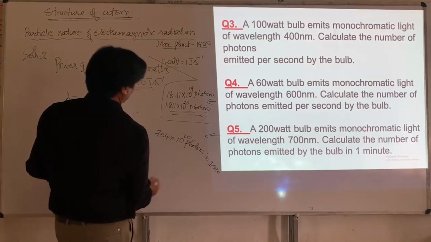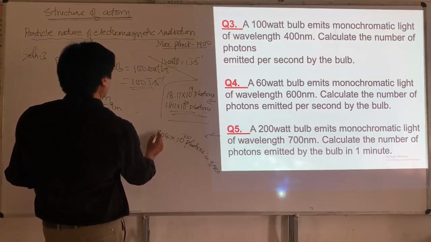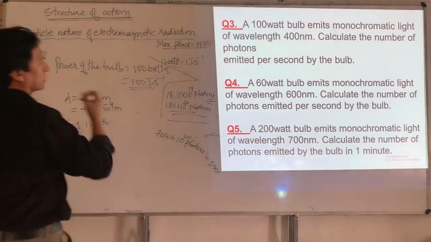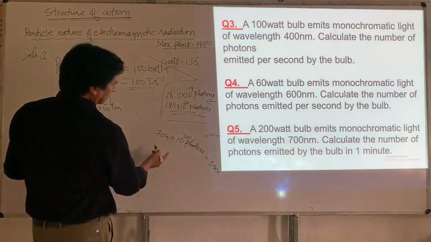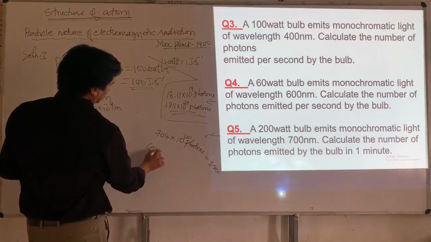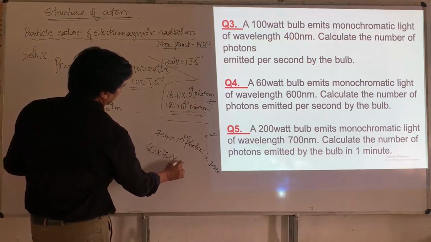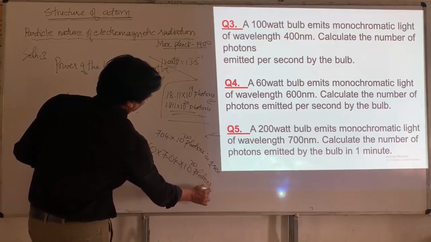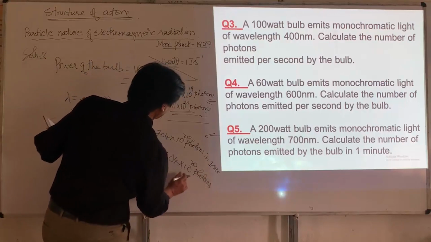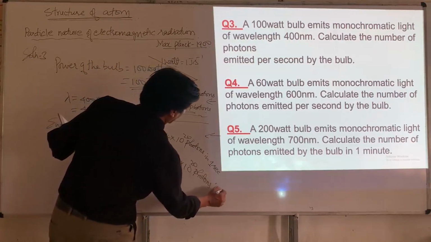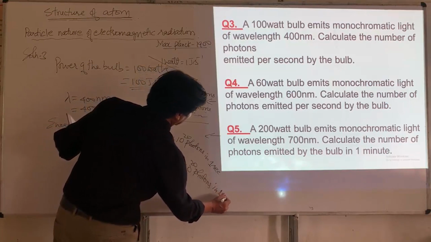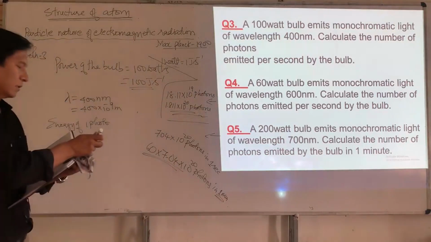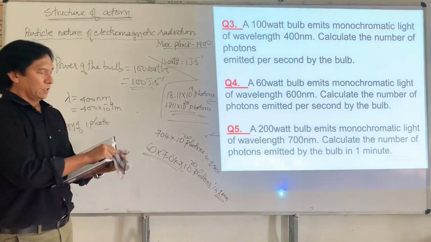Now you have to find the number of photons given out by this bulb in 1 minute. That is 60 seconds you have. So 60 into 7.04 into 10 raised to the power 20 photons. Now, this is in 1 minute. So just multiply these two, whatever answer you get, that becomes the final answer.